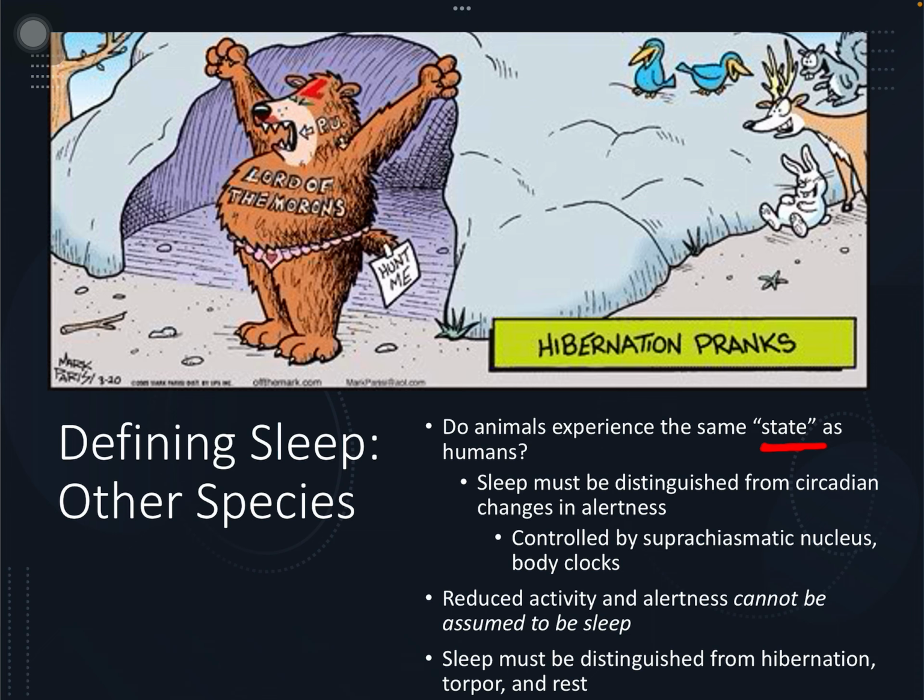We have to be able to distinguish sleep from other circadian changes in alertness. And typically, we see in mammals the suprachiasmatic nucleus in the hypothalamus in the brain typically is the one that controls circadian rhythm and body clocks. We have to be able to identify this and separate this out in other species.